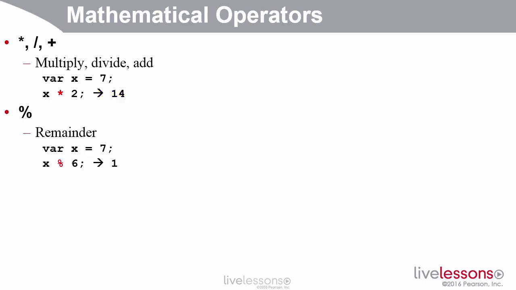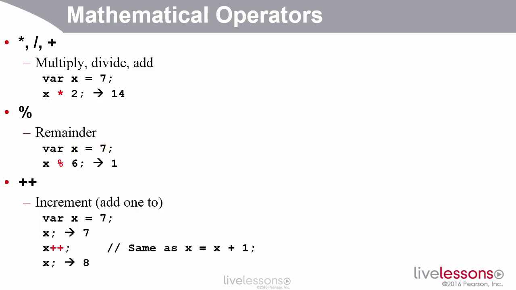The percent operator is a little bit confusing, so we'll look at an example, but it means remainder. So if x is equal to 7, and I compute x divided by 6, what's the remainder? The answer is 1. Plus plus is also a little confusing, so we'll use some explicit examples, but it means add 1 to something. So if x was 7, and then we did x plus plus, and then we asked what x was, x is now 8.